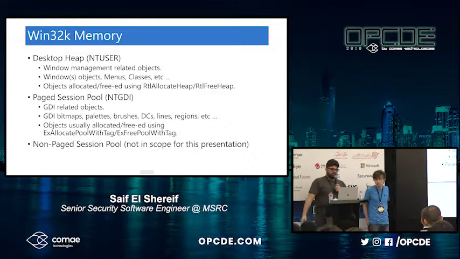The next one is the paged session pool, which we dubbed anti-GDI, which contains GDI related objects, such as bitmaps, palettes, brushes, DCs, lines, and regions. The thing I have to say here is that most people think that these objects, since you call them from user mode, are actually allocated in user mode, but in fact they're allocated in kernel.